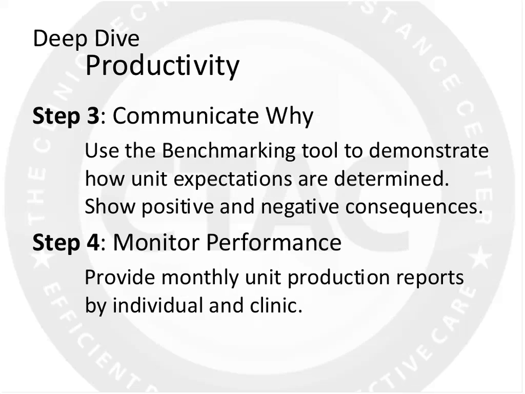Again, step 3, communicate why. Really use the benchmarking tool to demonstrate how unit expectations are determined. We did not, in our head, at night, one day, think, you know, it'd be great, 23 units a week. What happens is we use the benchmarking tool to figure out what do we need to remain fiscally viable or break even. And so using that tool to explain to clinicians, why are we doing this? Why are we changing from 1 equals 1 to 1 equals a CPT weight of 1?